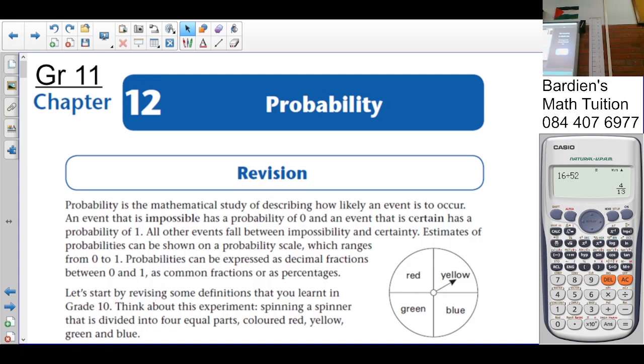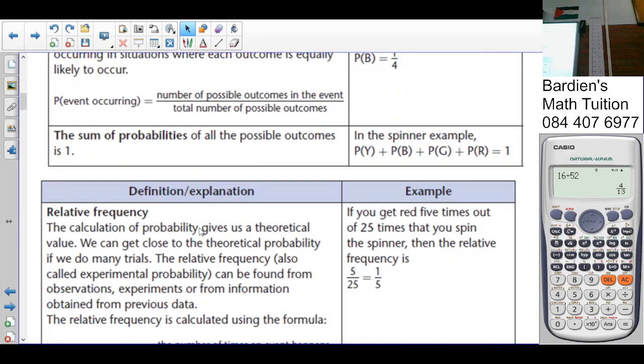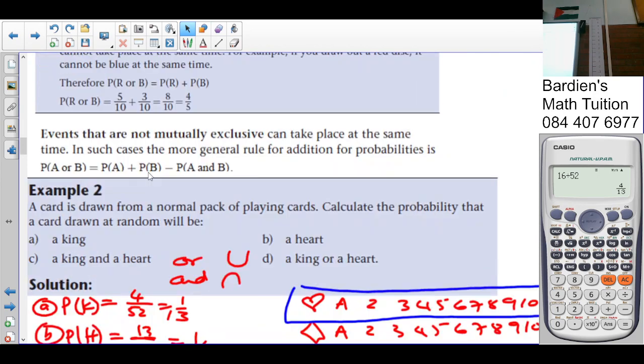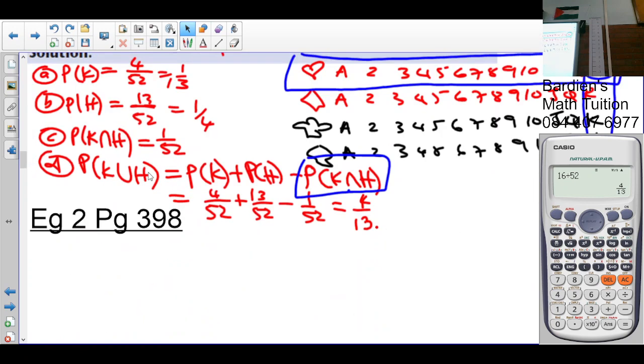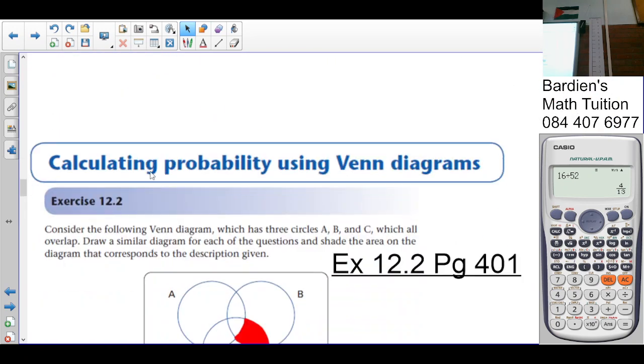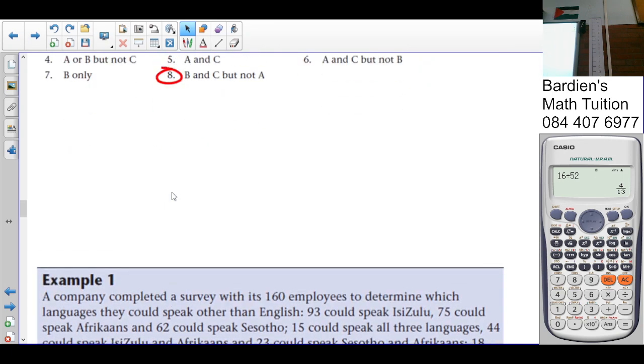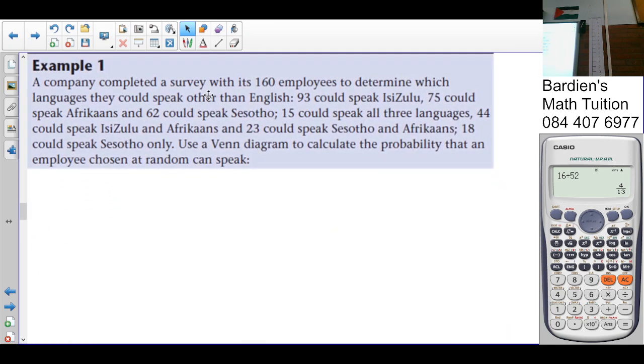Okay, good morning class. So today we're looking at probability, the third lesson. At this point, we have spoken about the addition law for probability. We have introduced the shading of the Venn diagram. Calculating probability using a Venn diagram. We're continuing with that idea into this video today as well.